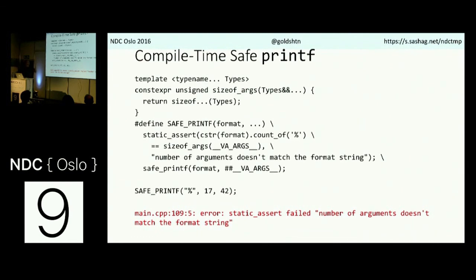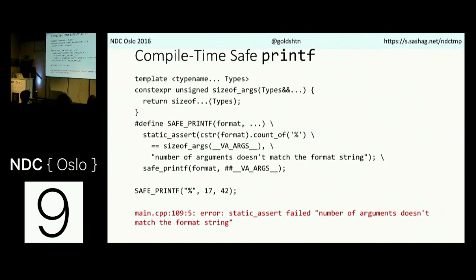So in this very simple example, I have a static assertion which makes sure that the count of % signs in my format string is the same as the number of arguments passed to the printf function. So that's obviously a simplification because in printf format strings you can have double % sign, and that's not a placeholder, but you know, the general idea still holds.